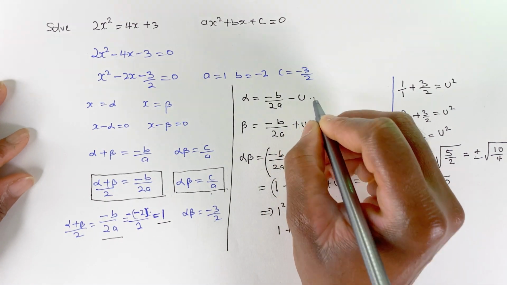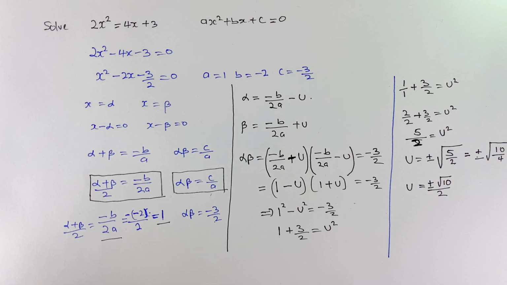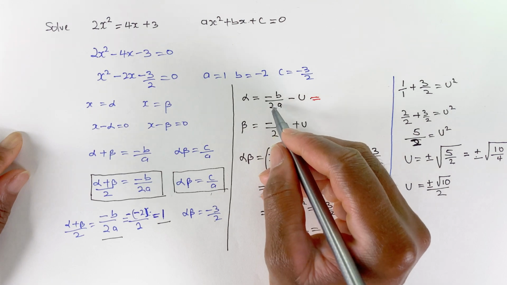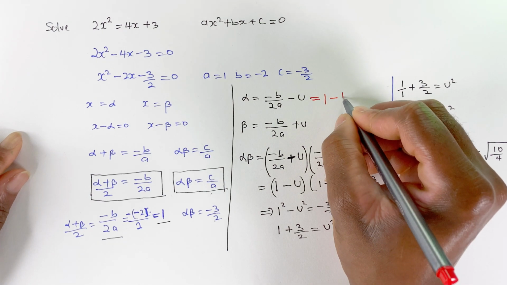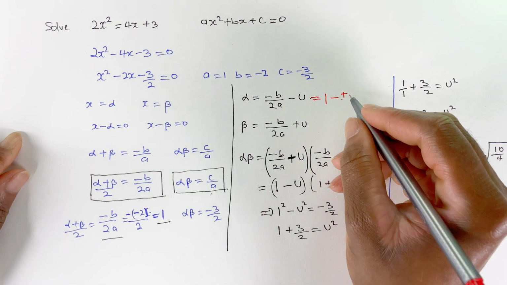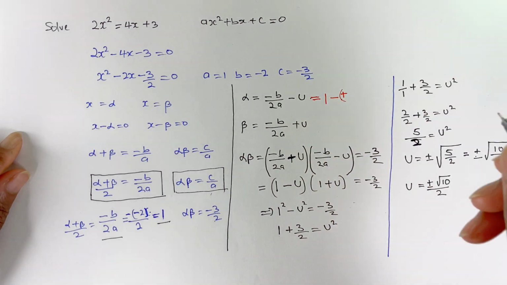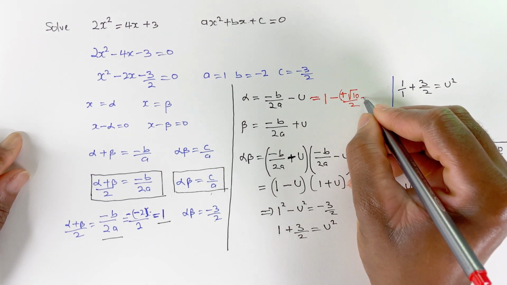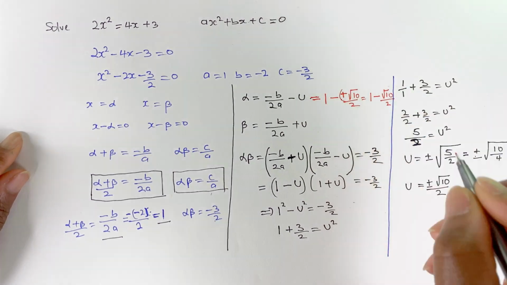If that's my u, I can now find my alpha and beta. Because I know what my u is now, plus or minus root 10 over 2, and I know minus b over 2a is 1, my alpha is going to be 1 minus, using the plus value of u, so minus times plus is minus, root 10 over 2, which gives 1 minus root 10 over 2.